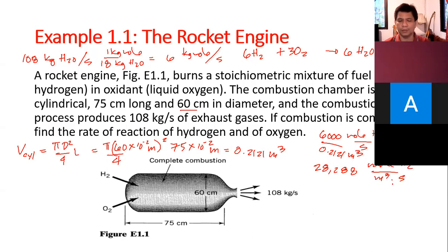What about oxygen? You can see the oxygen is half of the hydrogen, so just divide by 2. Divided by 2, you're supposed to get 14,144. Mole of oxygen per cubic meter per second. That's how fast the rate of reaction is in a rocket engine. Sorry, this is a rocket engine, not a jet engine.